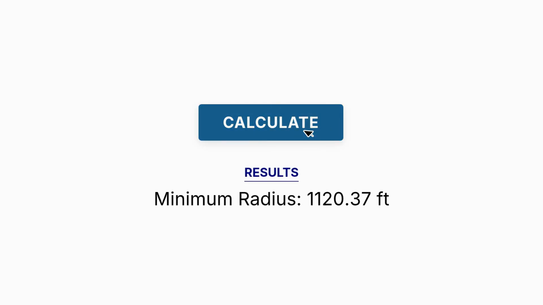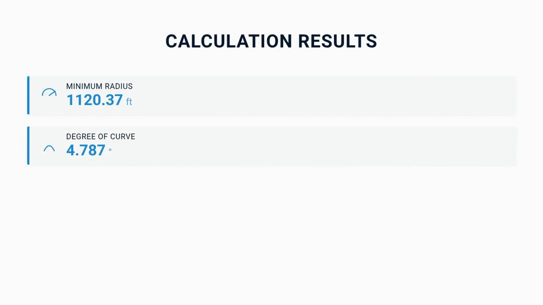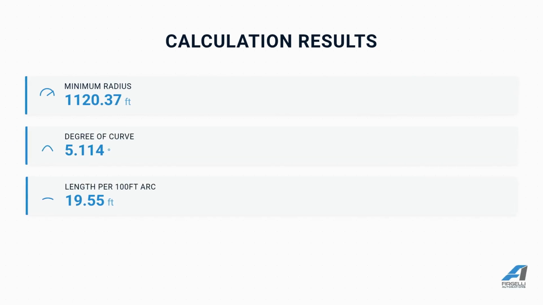After clicking Calculate, we get these results. Minimum radius is 1120.37 feet, which exceeds our 1,000-foot input radius, indicating we need a larger curve. Degree of curve is 5.114 degrees. Length per 100 feet arc is 19.55 feet.